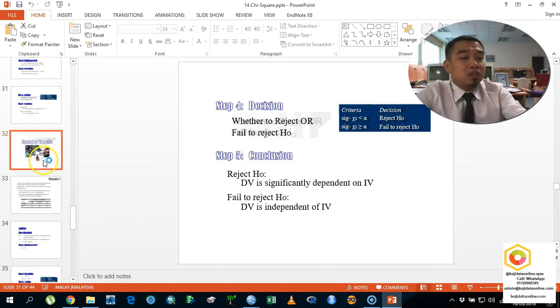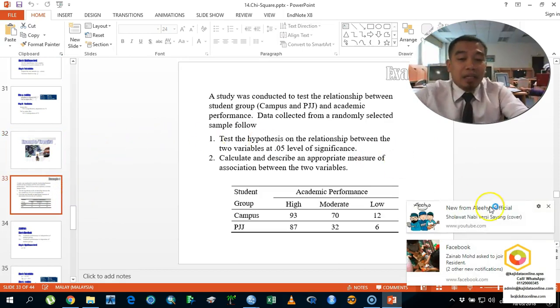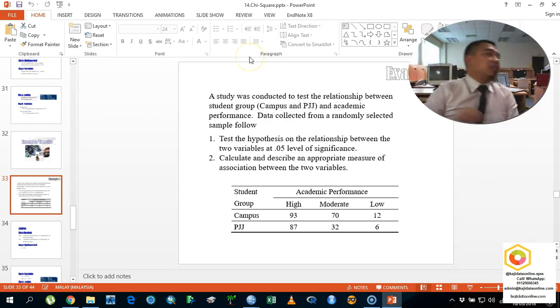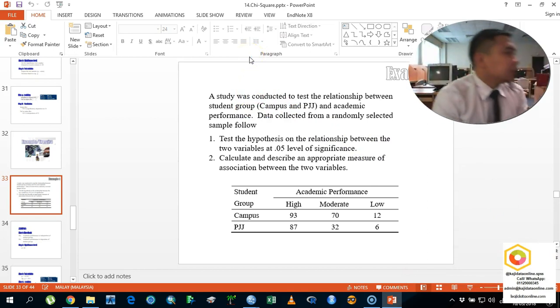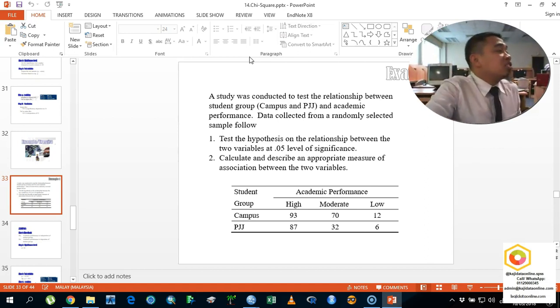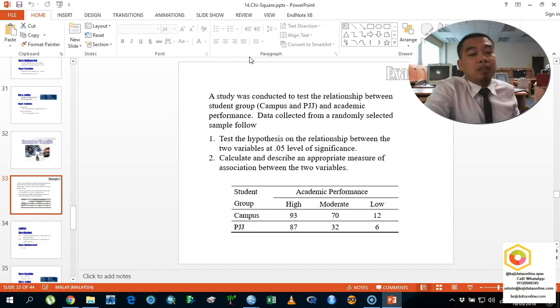Let us look into the example here. I give you one simple example. A study was conducted to test a relationship between a student group, students who are staying inside the campus or PJJ students, and academic performance, which is high, moderate or low. This is the only data. Now test the hypothesis on the relationship between the two variables at a significant level of 0.05, and calculate and describe the appropriate measures for the association between the two variables.